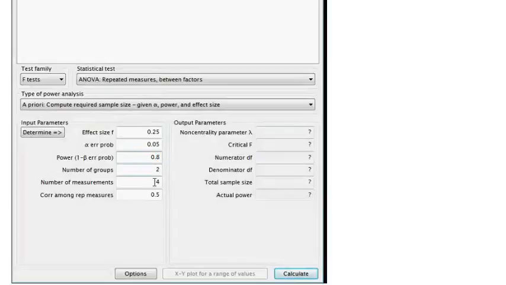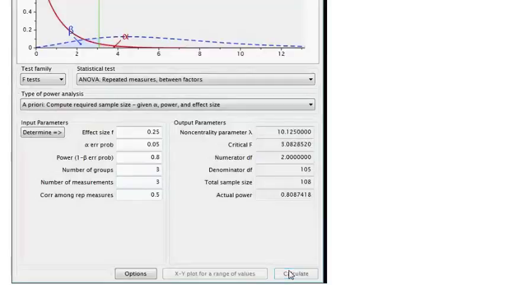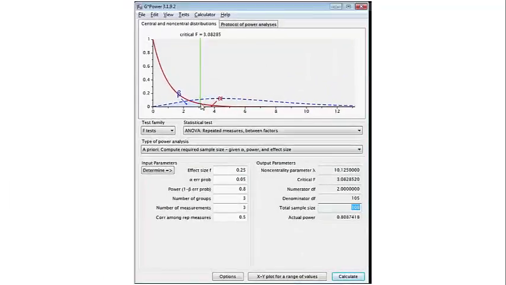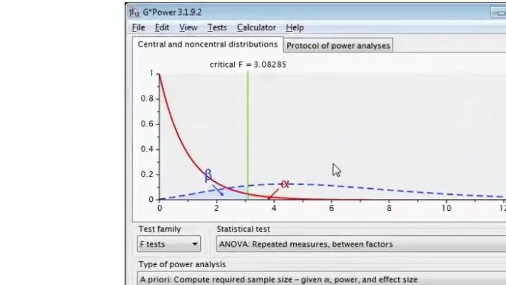The number of measurements is how many repeated measures you have. The number of groups is, again, how many groups you have in your between group. Okay? And then this correlation is preset. Don't mess with that. Click calculate, and it gives you the minimum sample size. These graphs up here are very hard to explain, and I'm not sure I can explain them very well. The critical F line tells you that your calculated F should be greater than this line. It should be over here somewhere if there's a significant difference. That's all this graph means, okay?